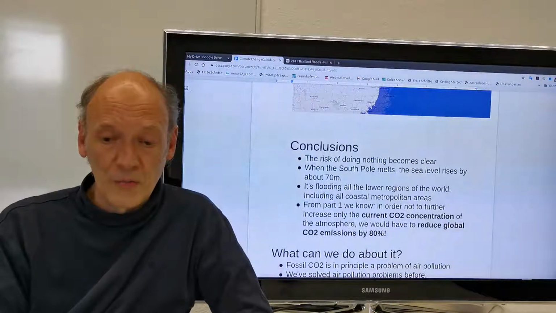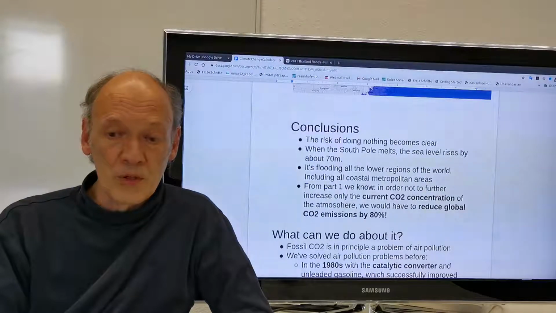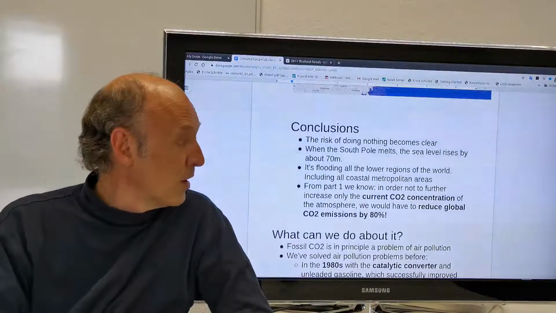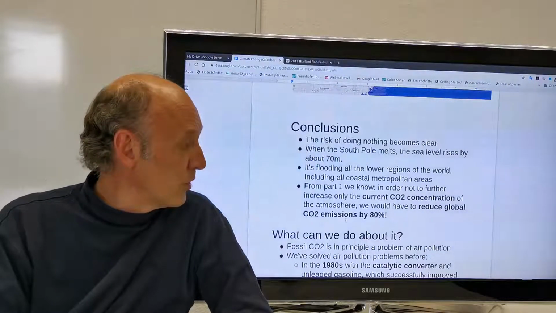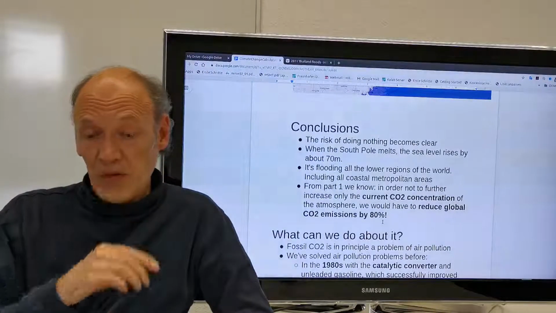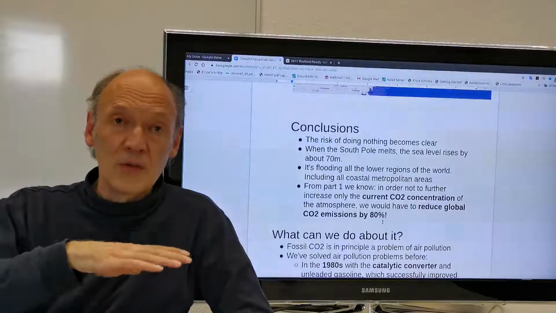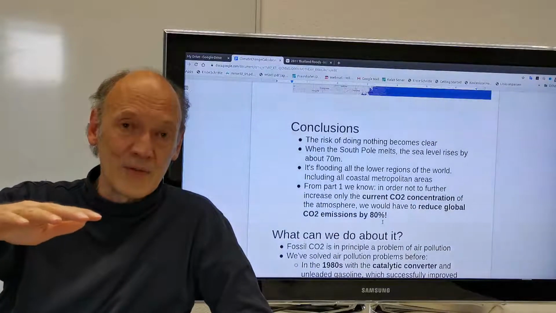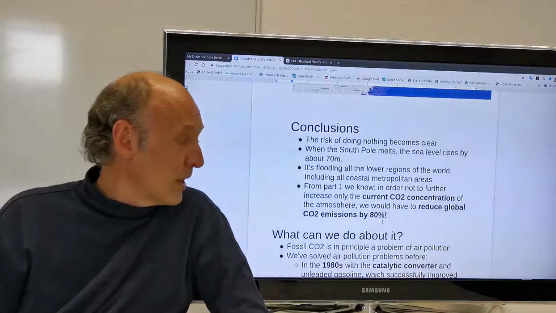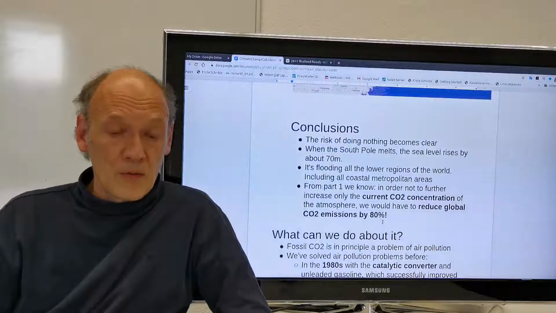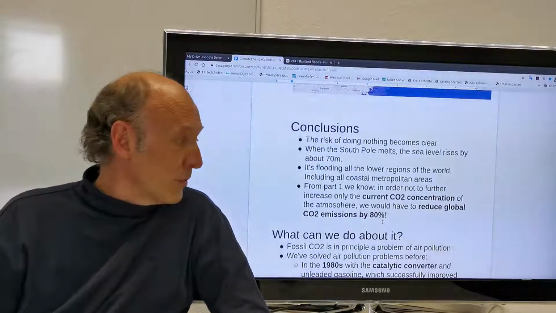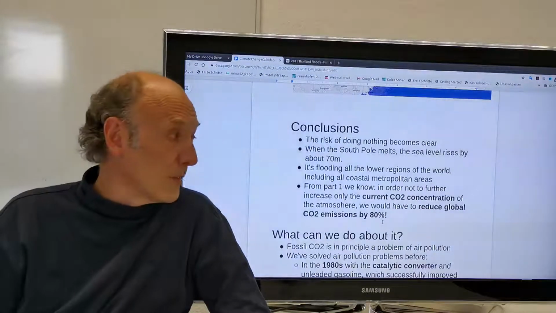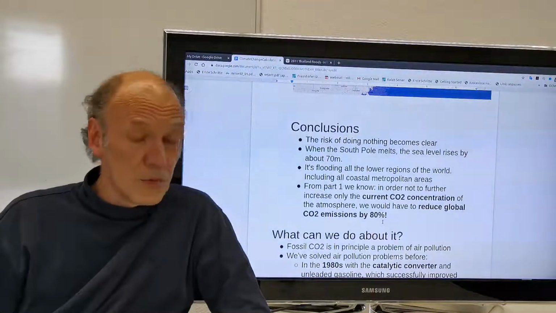That's bad, very expensive. So from part 1 we know, in order not to further increase the current CO2 concentration of the atmosphere, we would have to reduce global CO2 emissions by 80%. By this reduction by 80%, I mean we just could be staying at 410 parts per million. This is already a high level. So 80% would not allow us to reduce this level. So 80% is kind of like the least we can do, or we should do, to avoid further acceleration of climate warmth increase.